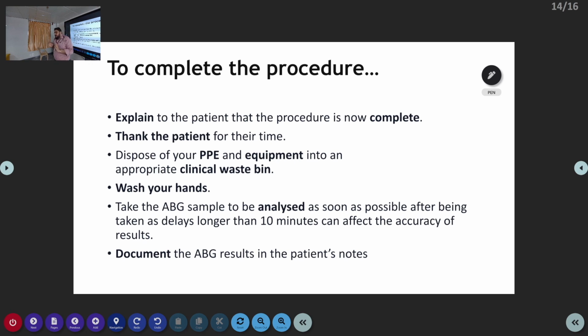So what we have learned today is a very small topic, but a very important one. How to take an ABG? First of all, gather all the required equipment. Make sure you know why you need an ABG. There are 3 reasons: acid-base status, oxygenation, and ventilation.